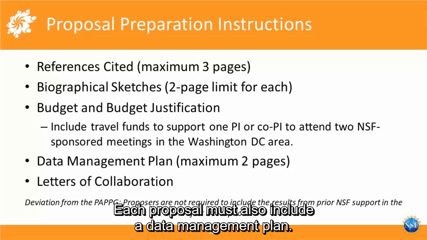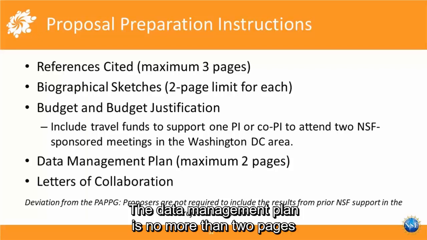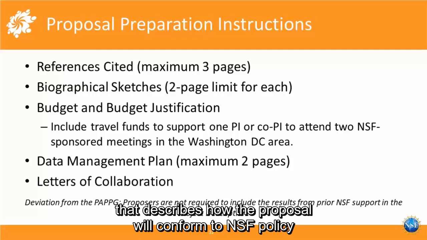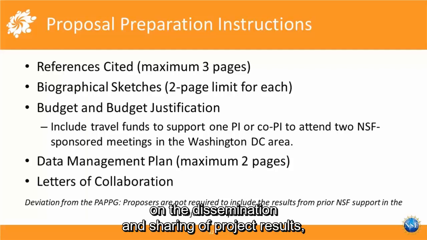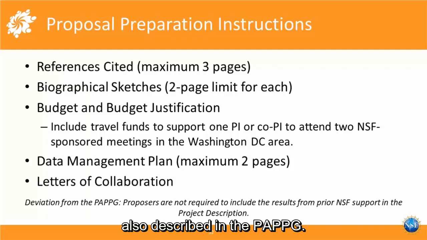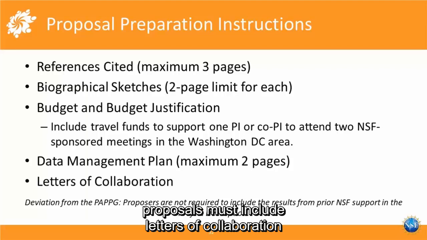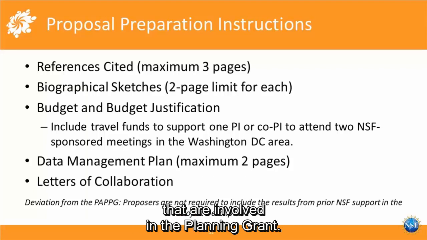Each proposal must also include a data management plan. The data management plan is no more than 2 pages and is a supplementary document that describes how the proposal will conform to NSF policy on the dissemination and sharing of project results, also described in the PAPPG. And finally, letters of collaboration. Proposals must include letters of collaboration from major collaborating organizations that are involved in the planning grant.